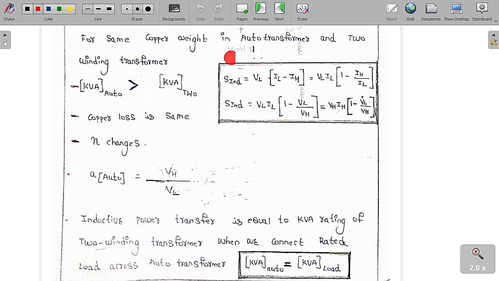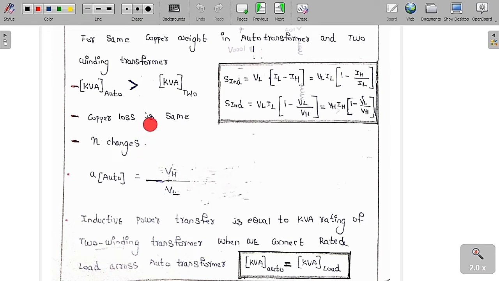See, for the same copper weight in auto transformer and two winding transformer, because we have just rearranged the two winding transformer into an auto transformer with the same amount of copper, the copper weight is same. So the kVA rating of the auto transformer is always greater than the kVA rating of the two winding transformer. And the copper loss is same because the same amount of copper is there, and the same rated currents are going to pass in both the windings, primary and secondary. So copper loss is still the same, but the efficiency is going to change.